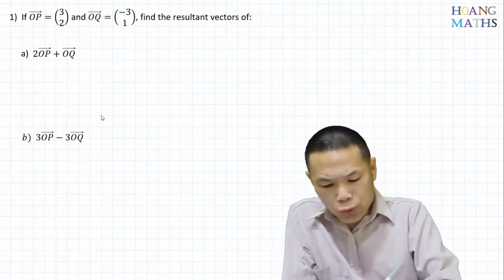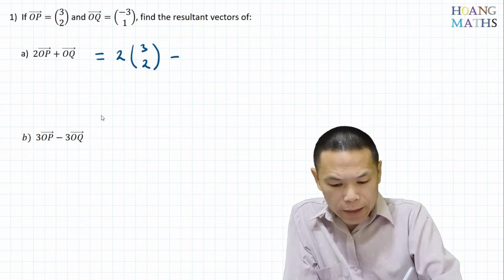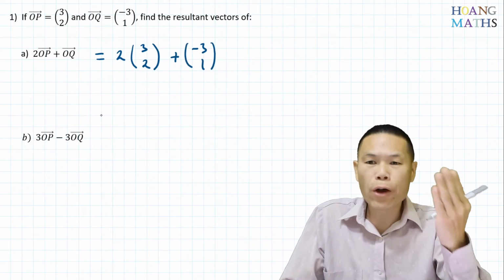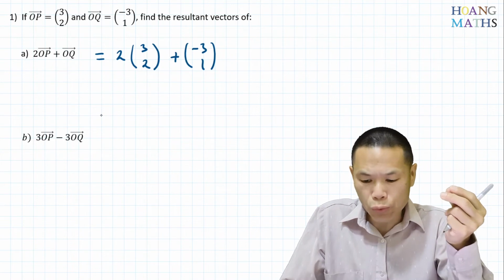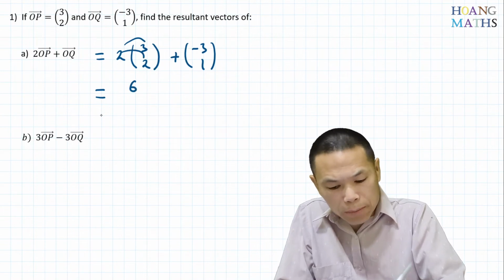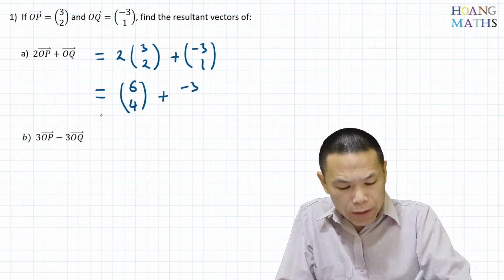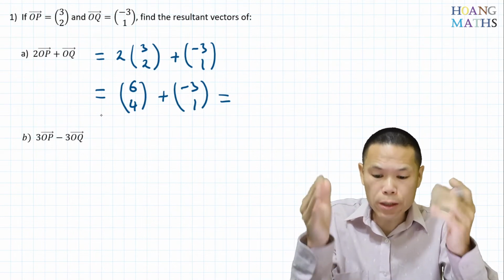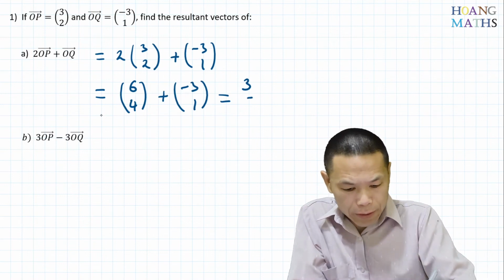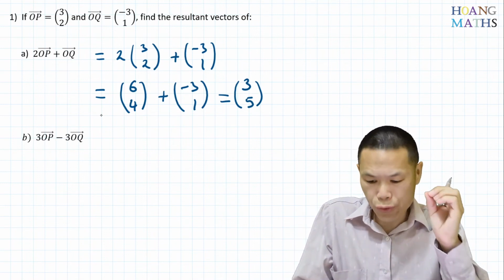So first one. 2OP is 2 lots of (3, 2), and we add OQ. OQ is (-3, 1). Before I add the two vectors together, I need to multiply the 2 by OP first. So that is 2 times 3, which is 6, and then 2 times 2, which is 4. So (6, 4), and we add (-3, 1). So 6 minus 3 is 3. And for the J component, 4 plus 1 is 5. There you go.